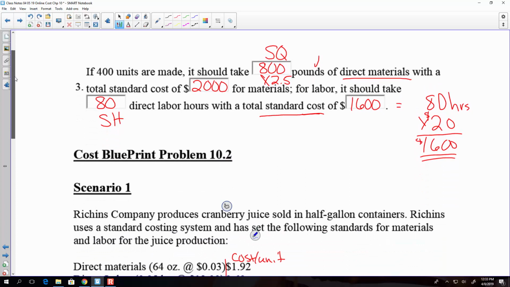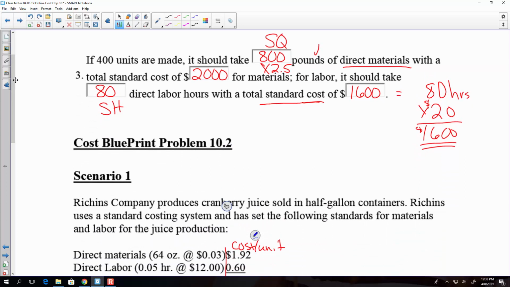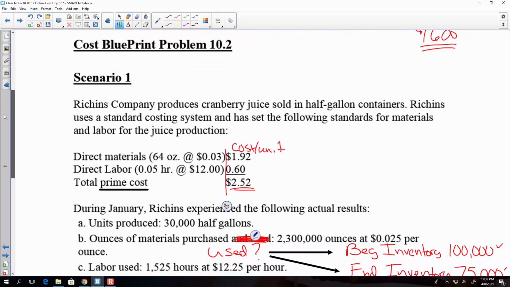If I were to make 400 units, then obviously it would take what? 800 pounds of material, and multiplied at $2.50 a pound, we should spend $2,000 for material. For labor, it would take 80 hours, right? It's 0.2 hours per unit. If I'm making 400 units, that's 80 hours, and with a cost of $1,600 for labor. So again, that scenario is just to help us get used to the terminology that will be used throughout this chapter.